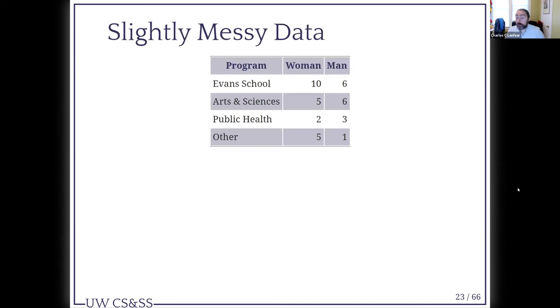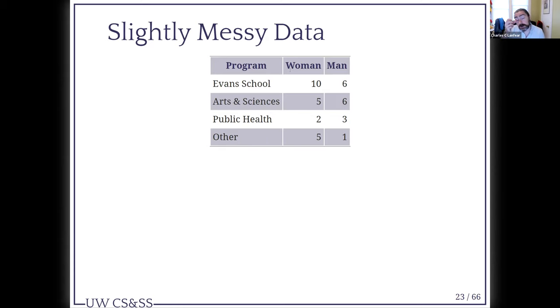Okay, so once you're past that, let's say you have data that are a little bit messy. Maybe they look something like this, something which doesn't look messy to most people who consume data like this. These are actual-ish data, I should say, from a prior term of this class some years back. It's actually the very first person who taught this class's data. So this was different programs, different schools in the University of Washington, like the Evans School of Public Policy, the Arts and Sciences, Public Health, other.